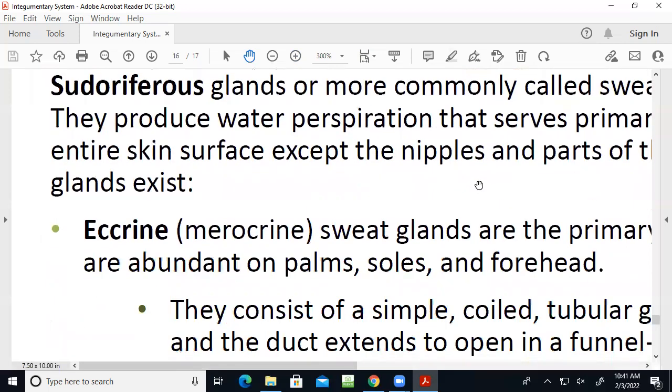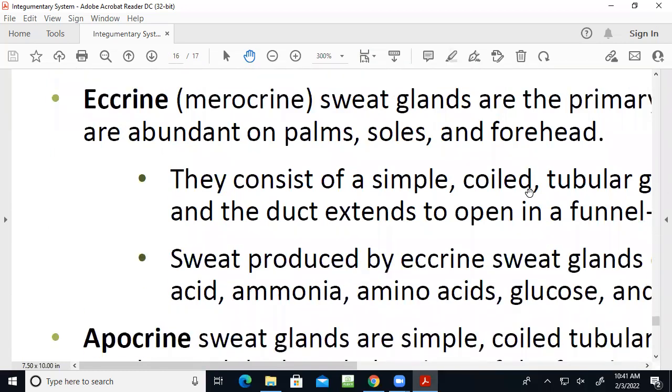Let's talk now about the major cutaneous or skin glands associated with the integumentary system. That includes our sudoriferous, a fancy term for our sweat glands. There are two types of those, eccrine and apocrine.